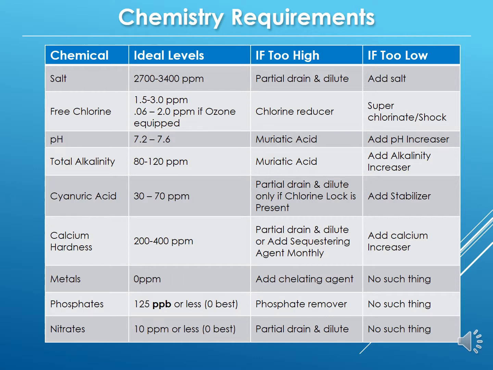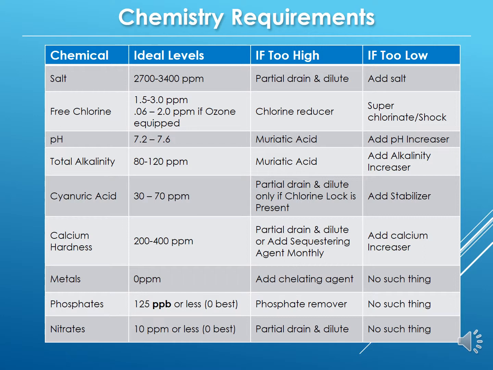Look at the free chlorine as well. The ideal level for normal pools with an automatic pool chlorinator is between 1.5 parts per million and 3 parts per million. If your pool is equipped with ozone and/or UV, you can keep your chlorine levels significantly lower, between 0.06 parts per million and 2 parts per million. If it's too high, you can use a chlorine reducer, but typically chlorine will come down on its own. If it's too low, superchlorinate, add shock, or replenish your chlorine tabs.